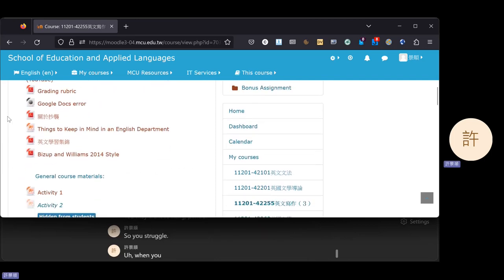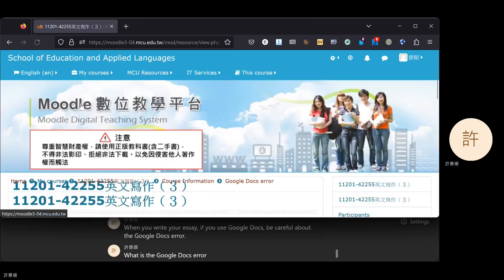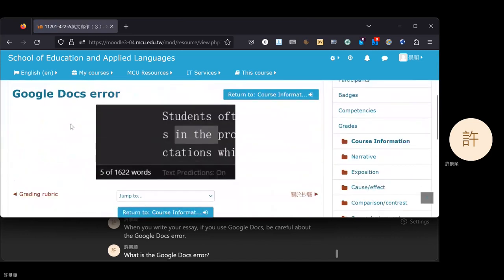When you write your essay, if you use Google Docs, be careful about the Google Docs error. What is the Google Docs error? What's wrong with this picture? 这张图有什么问题? 有哪里不对劲? How many words are highlighted? 画起来几个字? 2, but it says 5.